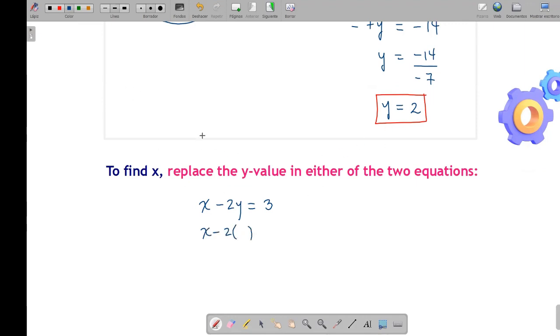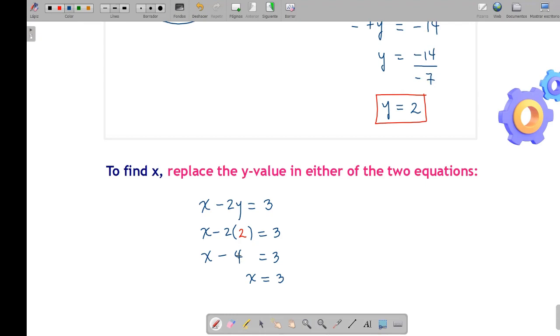What is the y value? 2. So I replaced the y by its value, that is 2, equal 3. Then I'm going to multiply 2 times 2, 4, 3. Then we already got a first grade equation where we have to group all the variables at the left and all the numerical coefficients at the right.